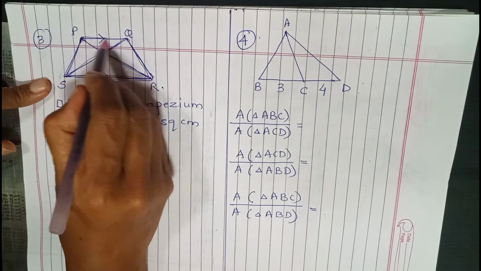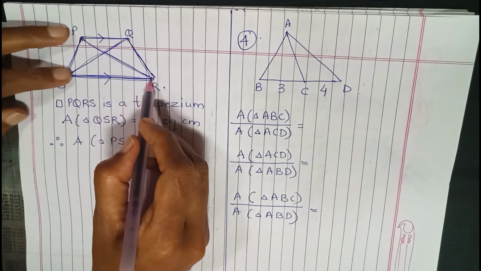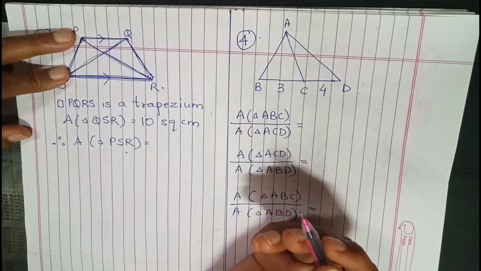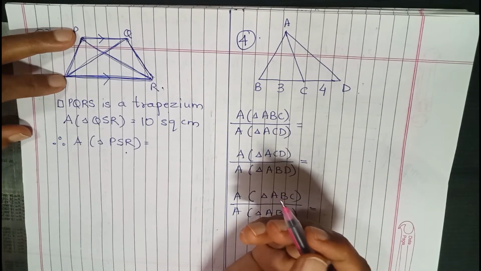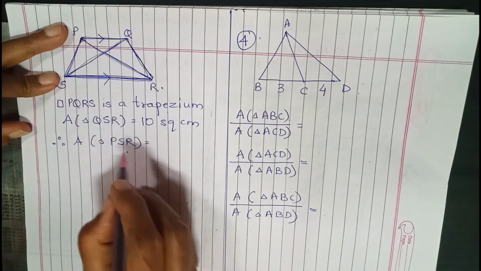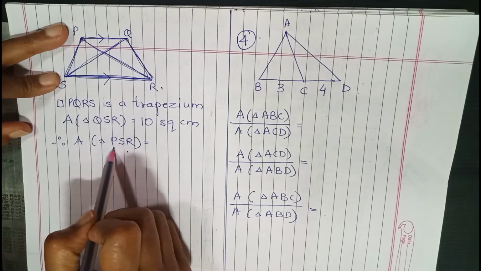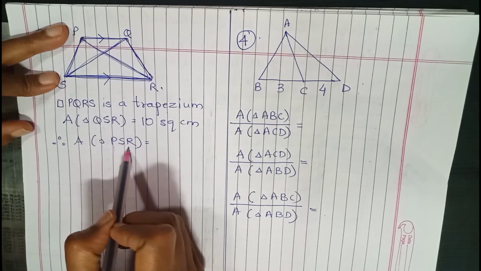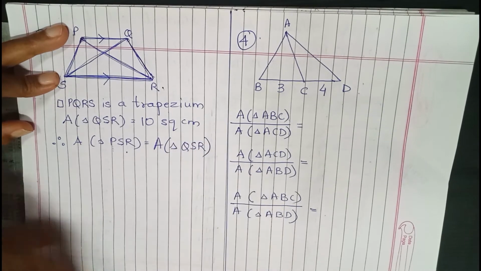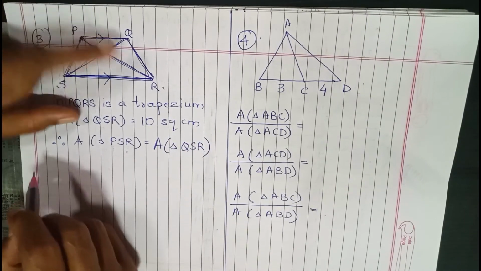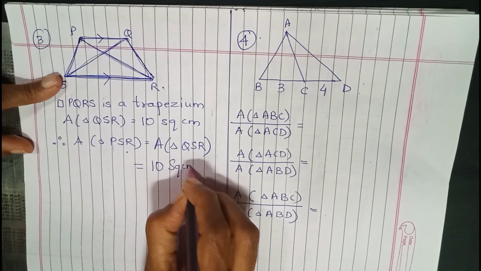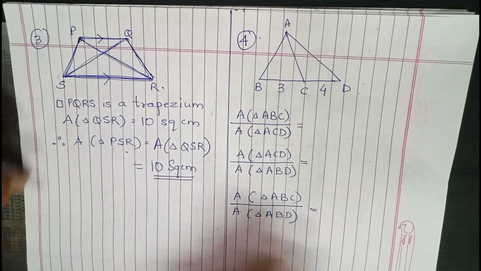Now the two triangles are present between two parallel lines. That means H1 is also equal to H2. So here we will be using the formula A1 is equal to A2, because base is also equal and height is also equal. In other words, both the triangles will have same area. So area of triangle PSR will be equal to area of triangle QSR. Why? Because they are present between two parallel lines and they have the common base. So this answer also will be 10 square centimeters.